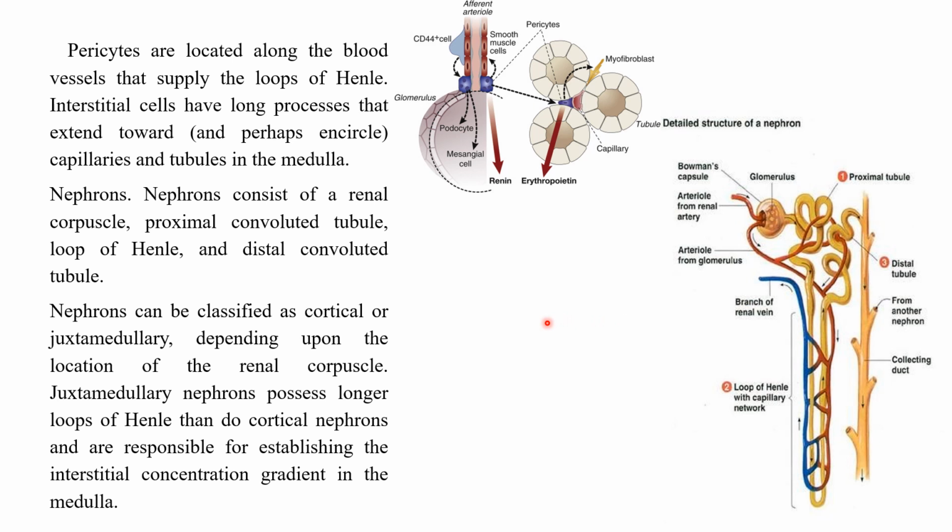The nephrons can be classified as cortical or juxtamedullary depending upon the location of the renal corpuscle. Juxtamedullary nephrons possess a longer loop of Henle than do the cortical nephrons and are responsible for establishing the interstitial concentration gradient in the medulla.